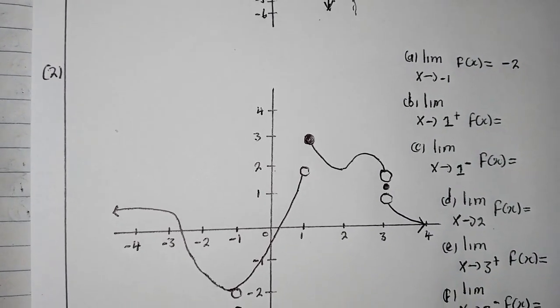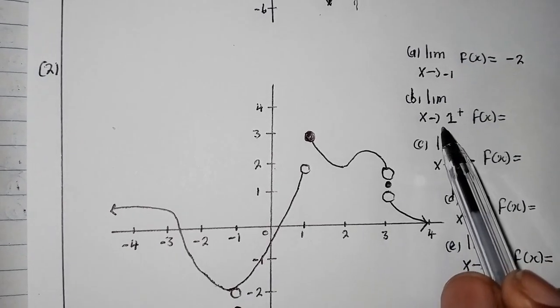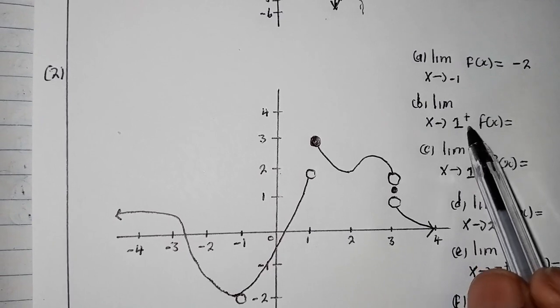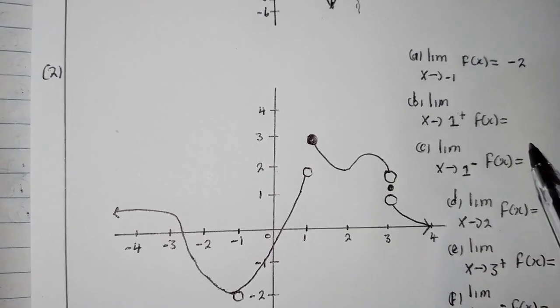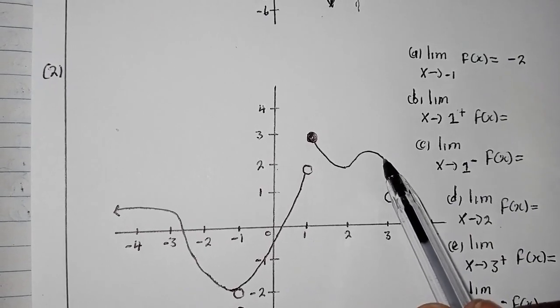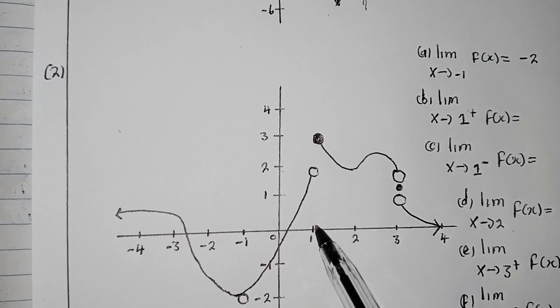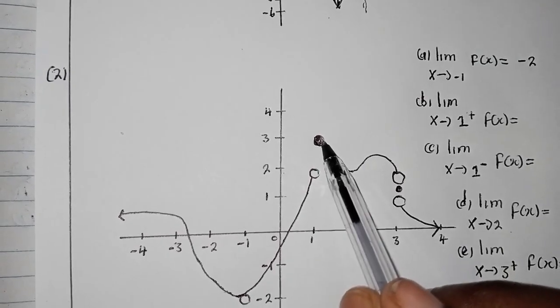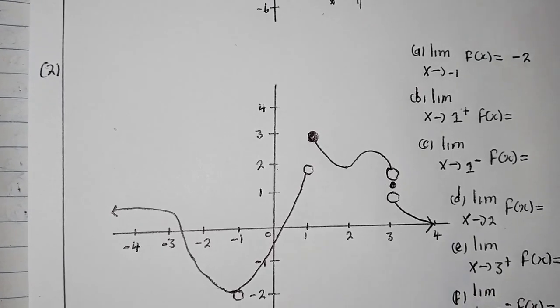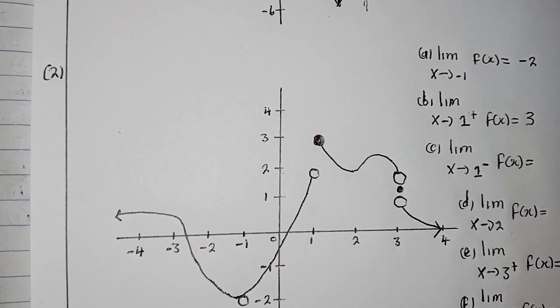All right, so without wasting much time, I think this is very much clear now. We go to B, limit as x approaches 1 from the positive side. This is the positive side, so it simply means we're coming from here. Let's go to 1. When we go to 1, we find that the answer is simply 3. Therefore, the answer is 3.